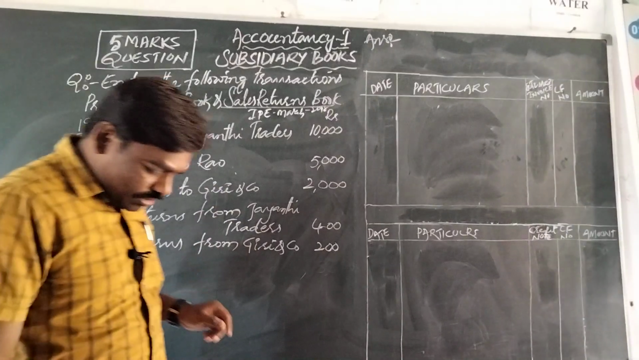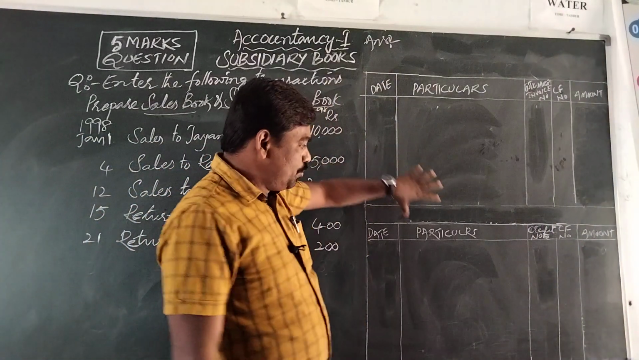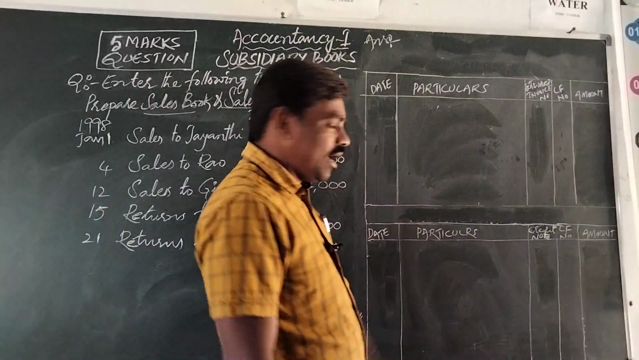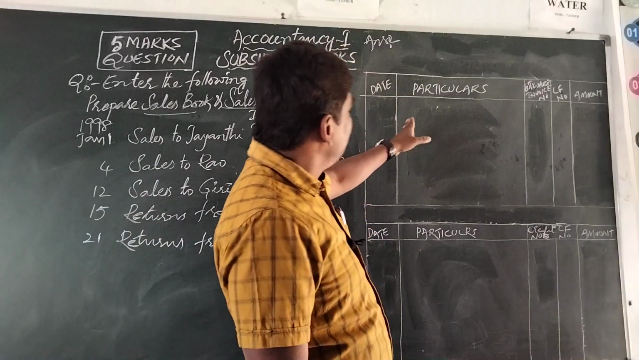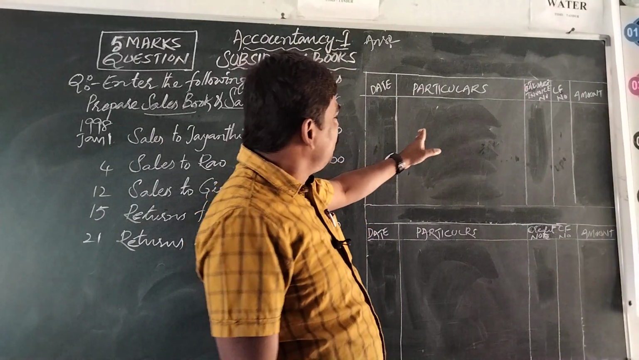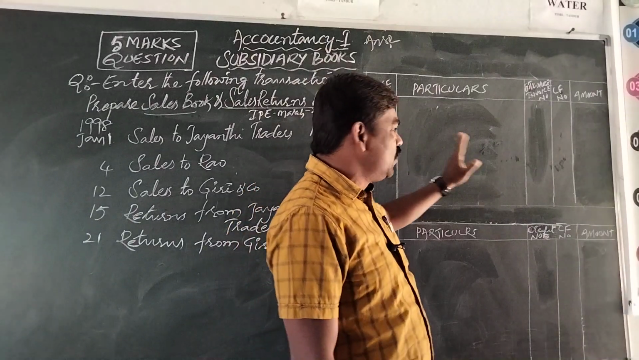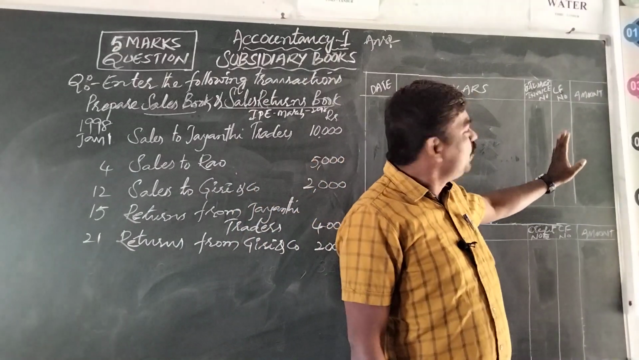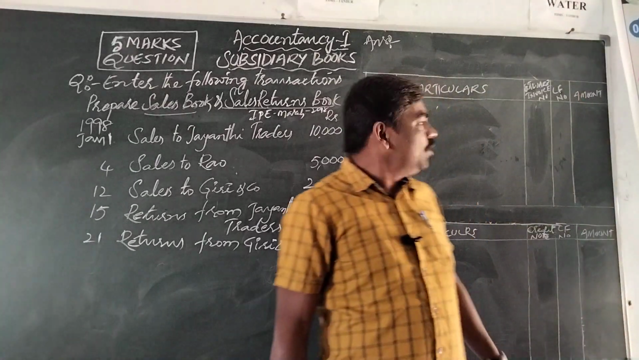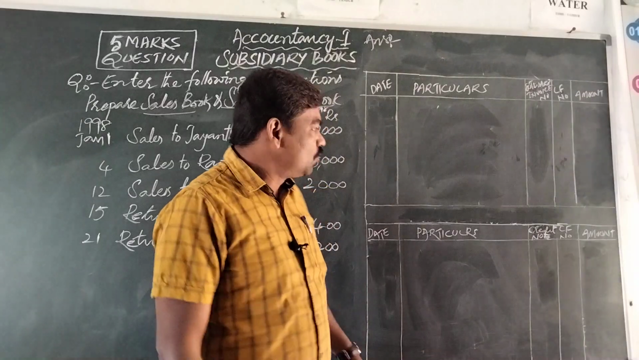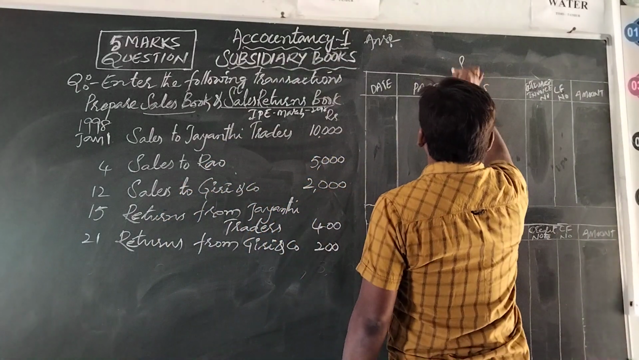Right, see here, I already prepared two pro formas. One is the sales book pro forma, another is the sales returns book pro forma. Here in the sales book pro forma there are 5 columns. The first column is meant for date, the second column for particulars, the third column for outward invoice number, the fourth column for ledger folio number, and the fifth column for amount. On the top of the pro forma you write sales book.